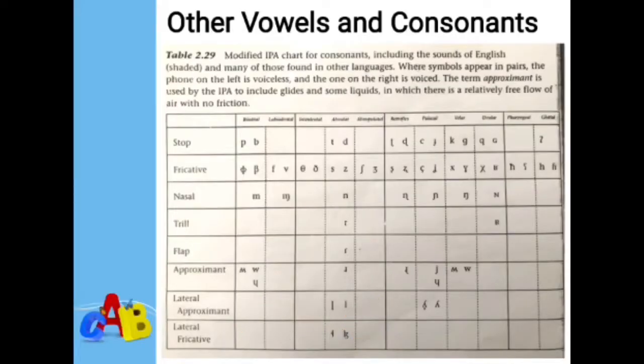So in this moment, we can see the table. The table involves bilabial, labiodental, interdental, alveolar, alveopalatal, retroflex, palatal, velar, uvular, pharyngeal, and glottal. The first one is bilabial. Bilabial is when you produce the sound involving the two lips. The first example is p.